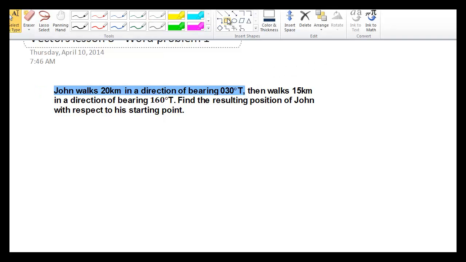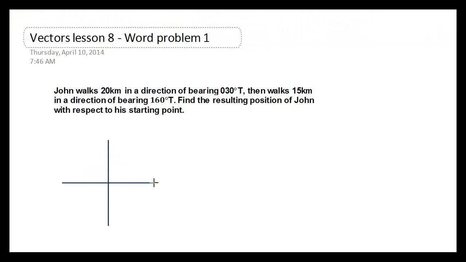Okay, so let's draw a bearing by drawing the axis, the grid. Let's make this simple. This is the north, and we have 30 degrees from the north, so let's just draw a line, and this is 30 degrees. Let's call this first section of his walk bearing A.